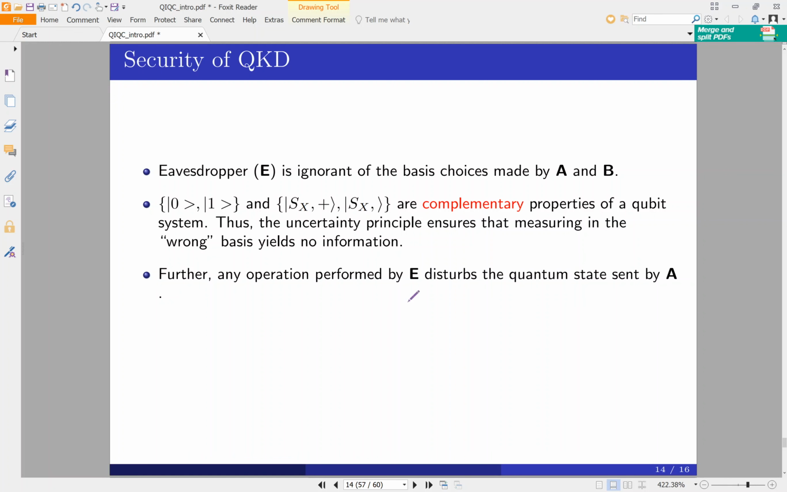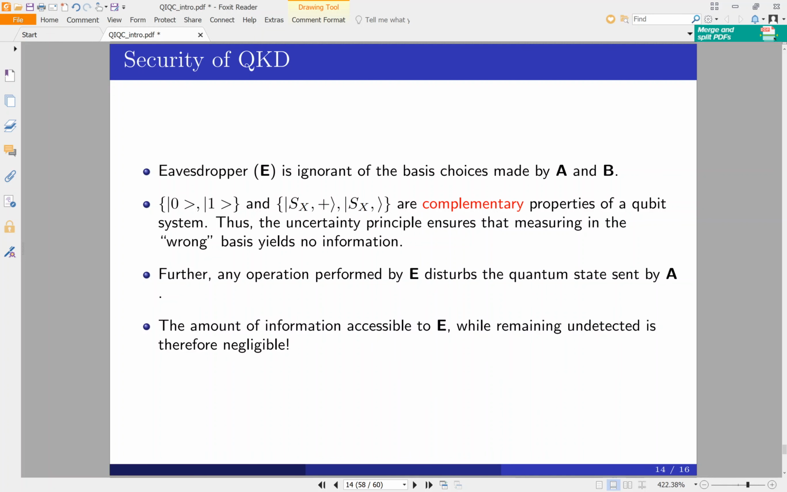And furthermore, any operation that the eavesdropper performs must disturb the quantum state. The act of measurement collapses a quantum state. And so this disturbance can actually be detected by A and B. And so the conclusion is that the amount of information that's accessible to the eavesdropper while remaining undetected is negligible, right? And this is what makes this kind of a protocol secure.